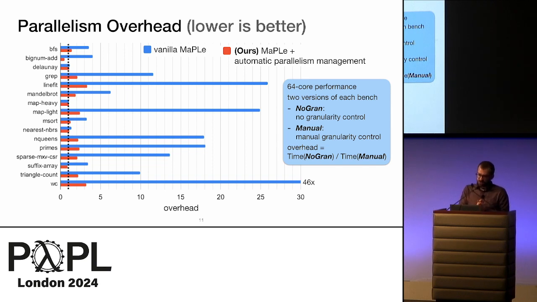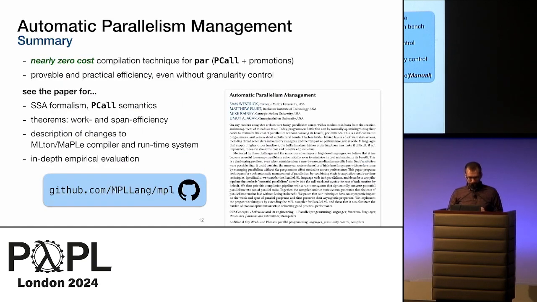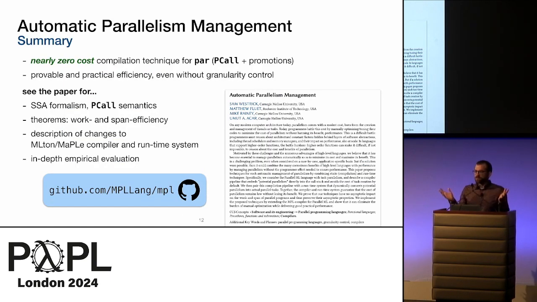Anyway, I think this has demonstrated that we're really getting something which is working quite well. So, just a summary of this technique. It's a nearly zero-cost compilation technique for this par function. I can summarize that approximately as this p-call calling convention together with dynamic promotions, and in particular, a provably efficient algorithm for dynamic promotion. What we're able to get from this is both provable efficiency as well as practical efficiency, even if you are totally not careful with your granularity control.